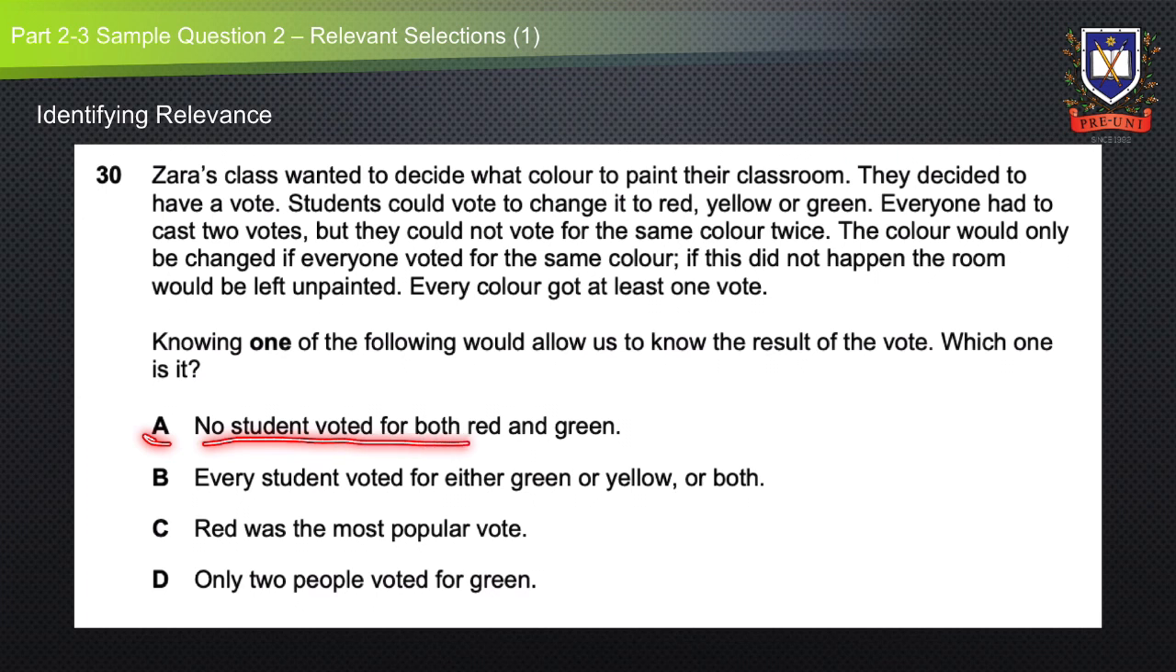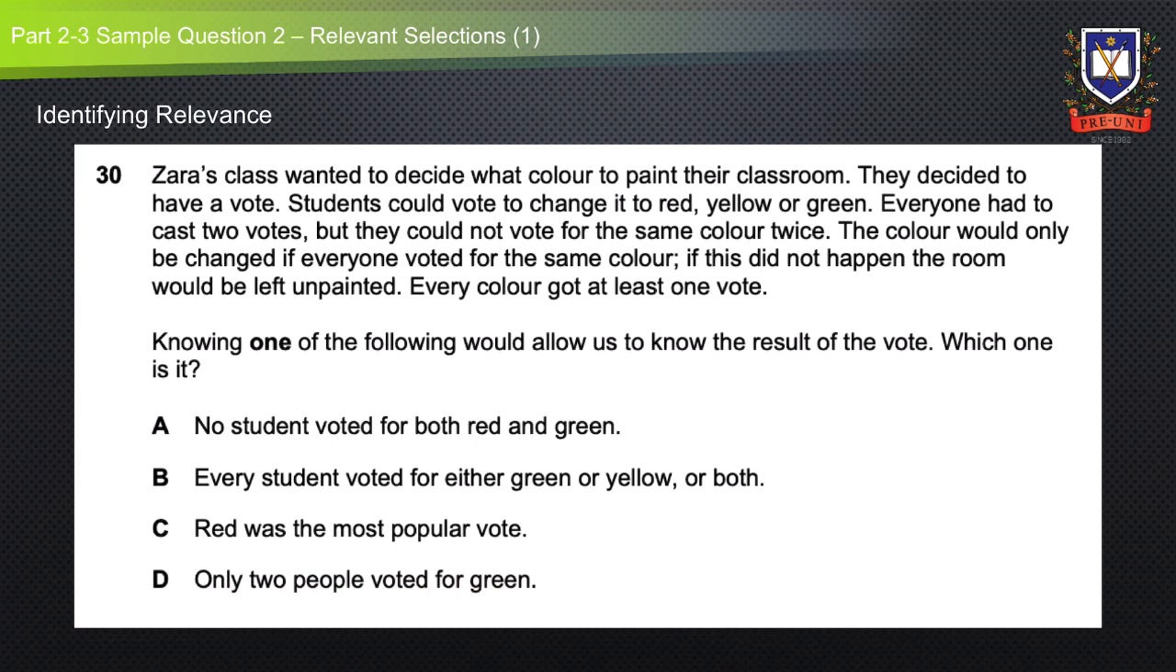A. No student voted for both green and red. B. Every student voted for either green or yellow or both. C. Red was the most popular vote. Or D. Only 2 people voted for green. This question falls in the identifying relevant question category, as this question requires students to determine the relevant answer option that will help us know the result of the vote.